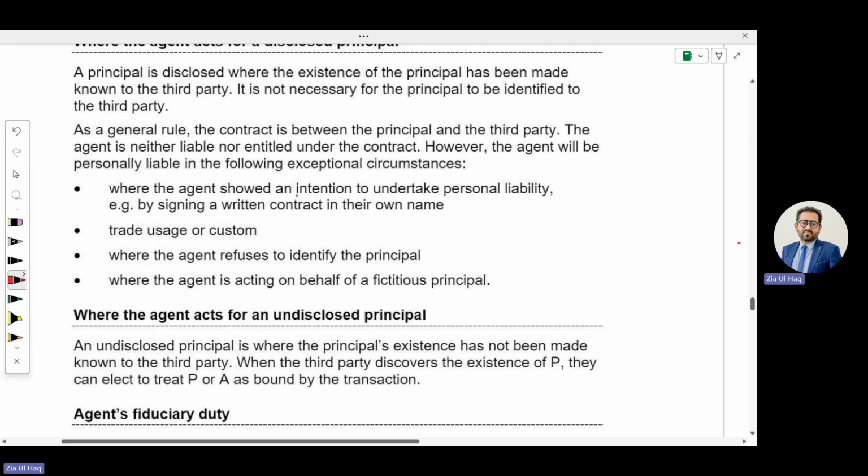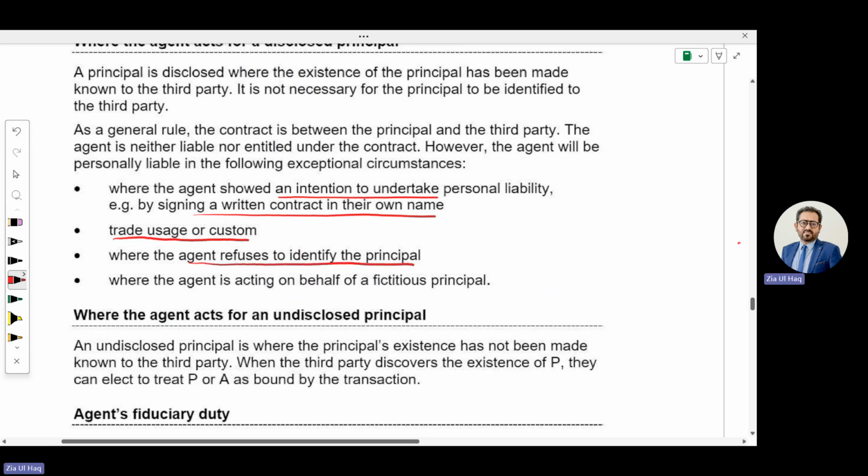Where the agent showed an intention to undertake personal liability, for example, by signing a written contract in their own name, then he will be liable. Trade usage or custom: in some markets, according to the normal customs, according to the normal way of doing business, agents are becoming liable. Where the agent refuses to identify the principal.